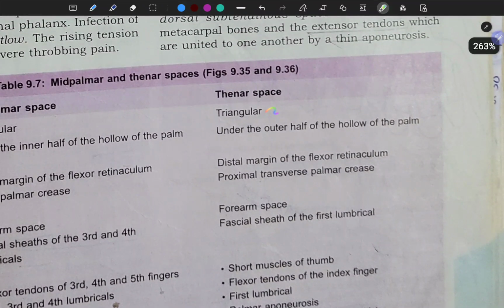Whereas the thenar space is also triangular, under the outer half of the hollow of the palm, that is on the radial aspect, distal to the flexor retinaculum, proximal to the transverse palmar crease. Communicates anteriorly and proximally with forearm space, distally with fascial sheath of first lumbrical.